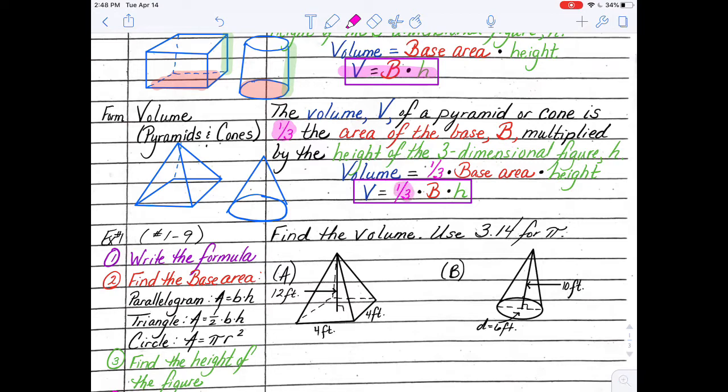Otherwise, the other part of the formula is exactly the same as with a cylinder or with our prisms. So we are still going to take the area of our base, whatever shape that might be, and still multiply it by the height. The only difference is that the height, for a pyramid or a cone, is from the apex down to the base. And then you're going to take 1/3 of that.